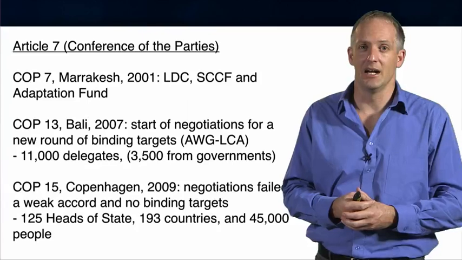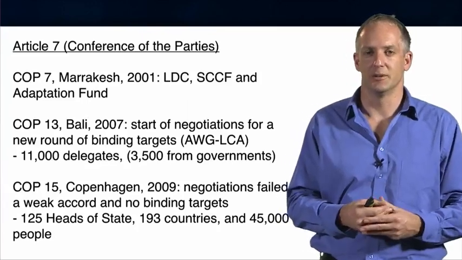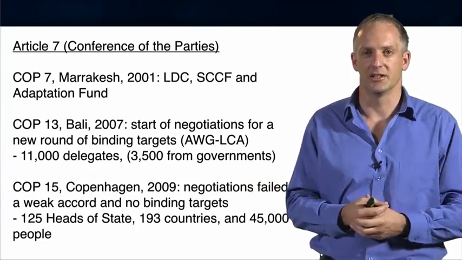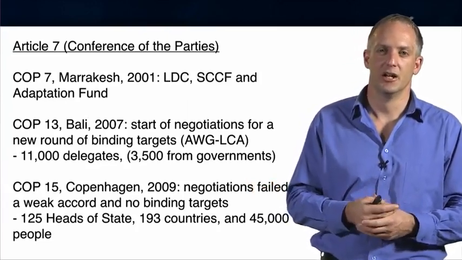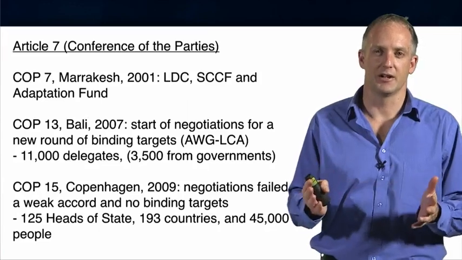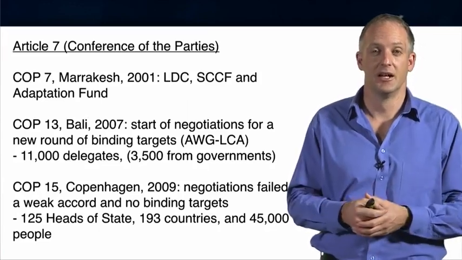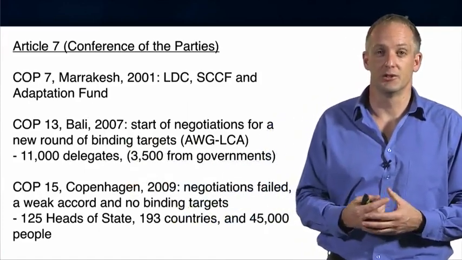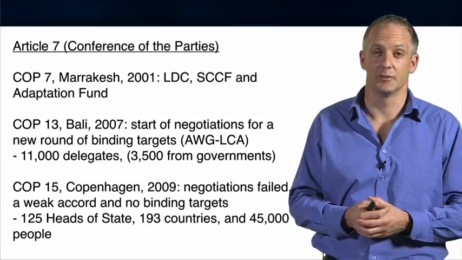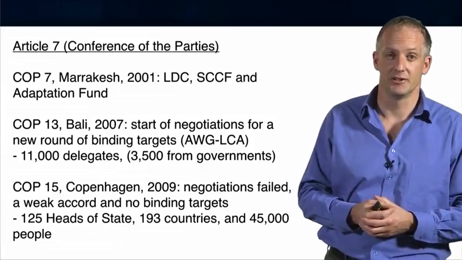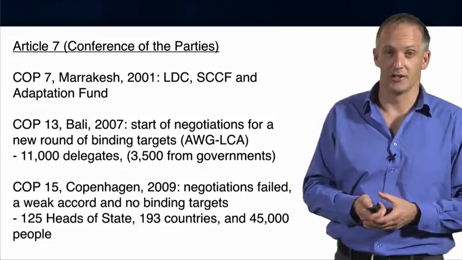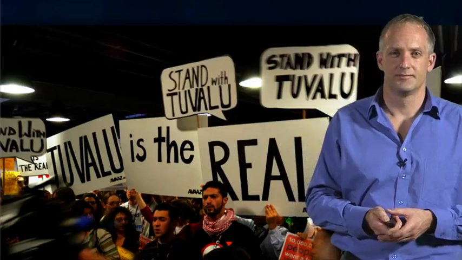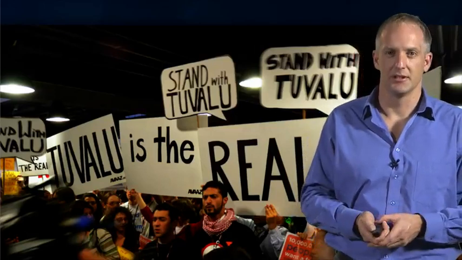COP15 was even bigger. It was when an agreement had to be reached to implement an agreement that followed the Kyoto Protocol, and negotiations failed and agreement was not reached. And so the binding emissions that are created under the Kyoto Protocol and imposed on a set of countries will not be followed by a subsequent series of binding emissions. It was huge. 125 heads of state went to Copenhagen. 193 countries, 45,000 people. Big show, not much of a result. And you may remember various media around that time.